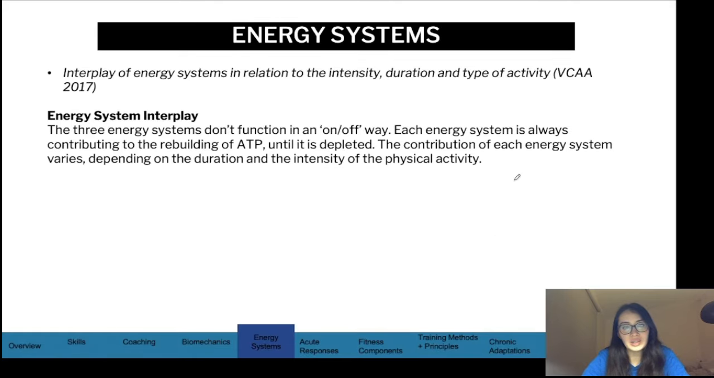Probably when you guys download this, you can't see the word duration and intensity, so I want you guys to write down this entire sentence. So, energy system interplay. The three energy systems don't function in an on-off way, so each energy system is always kind of contributing to the rebuilding of ATP until it's completely depleted, and the contribution varies depending on the duration and intensity of the physical activity. So I recommend you take a screenshot now, because it might be blocking the last sentence there.